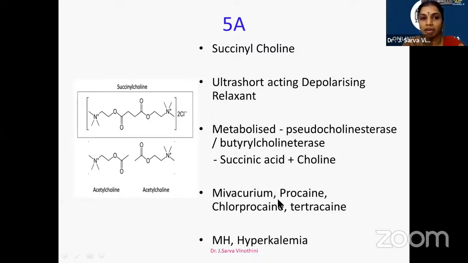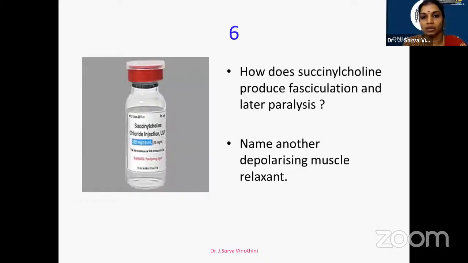The other drugs that are metabolized in a similar way are mivacurium, procaine, chloroprocaine, and tetracaine. The 2 main contraindications for its use are malignant hyperthermia and hyperkalemia. The relative contraindications are any rise in the intragastric, intraocular, or intracranial pressure. How does succinylcholine produce fasciculation and later paralysis? Name another depolarizing muscle relaxant. Another depolarizing muscle relaxant is decamethonium.